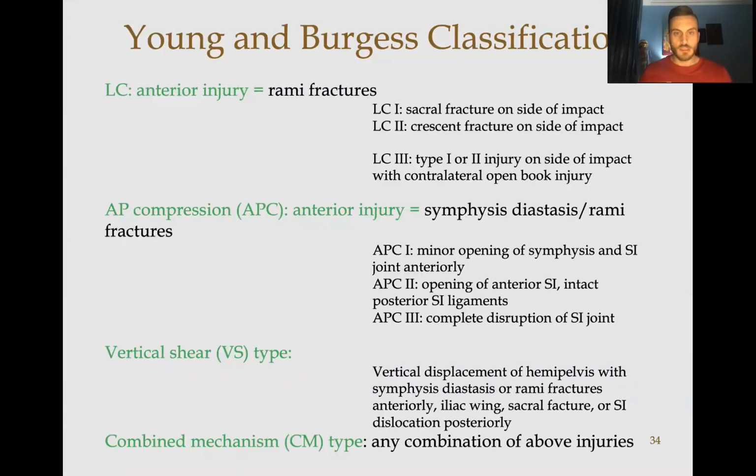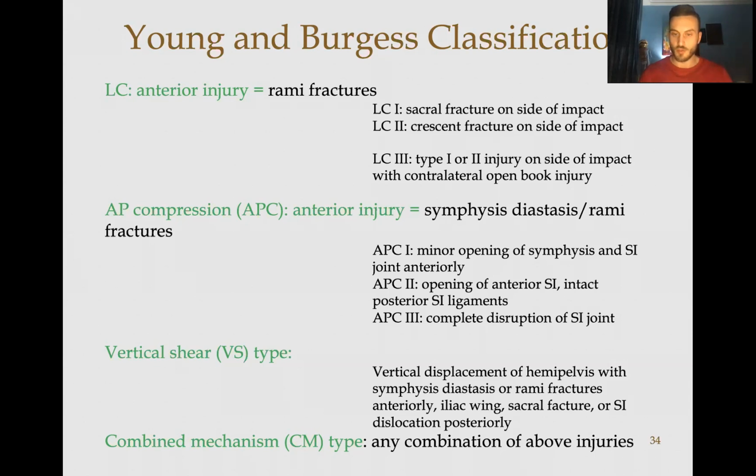Okay. Now, Young classification, the lateral compression, anterior injury. So he's talking about the rami fracture. So LC1, which is sacral fracture on the side of impact. LC2, crescent fracture on the side of impact. LC3, type 1 or 2 on the side of impact with the contralateral open book injury. So the more you go with the classification, the more you see that the patient is getting worse and worse.